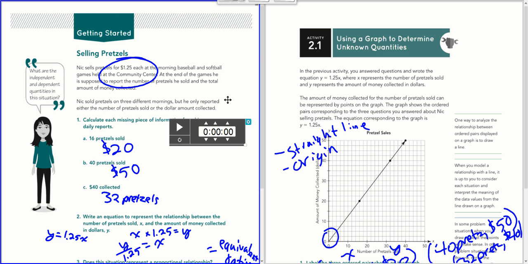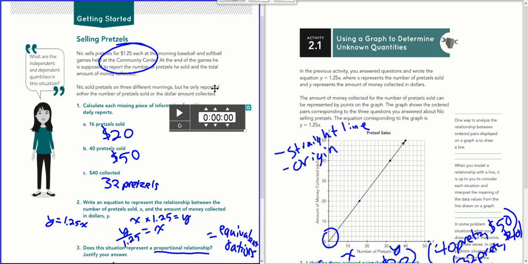All right, this video is talking about making equations or solving problems using a graph. And we started with this situation. We found out that Nick is going to be selling pretzels for $1.25 each. And so down here, he only reported part of the information, so 16 pretzels, 40 pretzels, and $40 collected. So we had to fill in the other gaps.